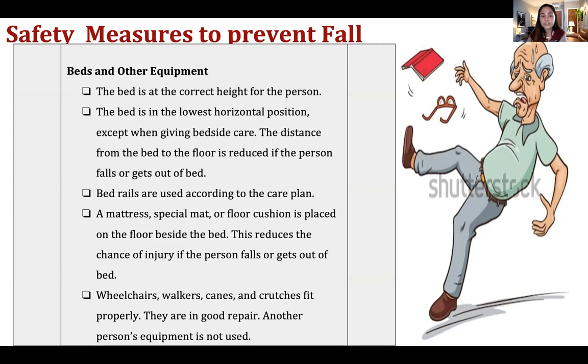The bed is at the correct height for the person. The bed should be in the lowest horizontal position possible after doing any procedure. So if a fall happens, there will be less risk or less injury for the patient because it is a short drop with only a low position. Make sure that the bed rails are always up after doing any procedures. Wheelchairs, walkers, canes, and crutches fit properly. If there's any problem with these assistive devices, they need to be repaired because they are used by the patients.